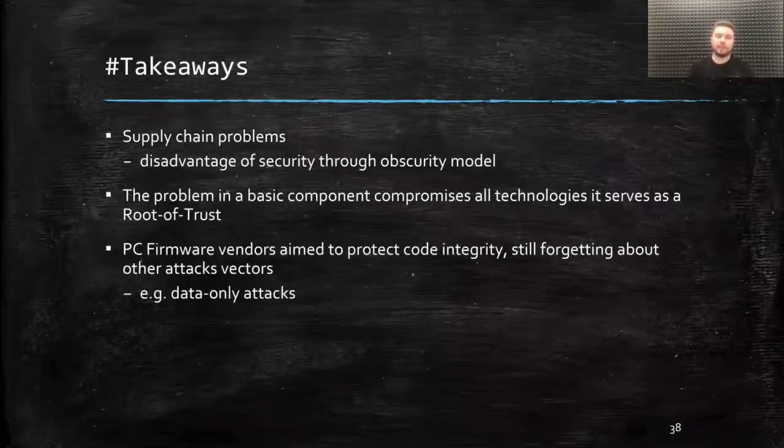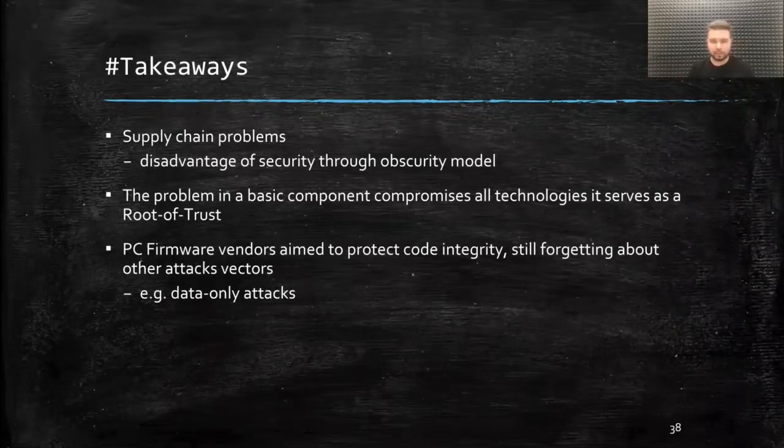So these are the takeaways from covering the whole untrusted roots research cycle. We saw the supply chain problems and the disadvantages of the security through obscurity model. We saw that a problem in the basic components compromises all technologies that serve as the root of trust, and we can see a tendency that PC firmware vendors aim to protect code integrity. However, they're still forgetting about other attack vectors, for example, data-only attacks, and we are going to cover this special subject in the next series of talks. So by now, thank you. You can ask questions and we will answer them.